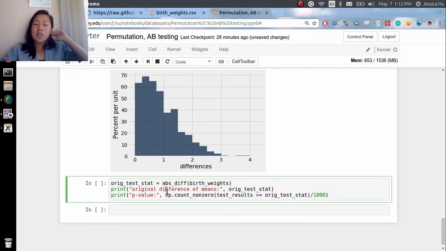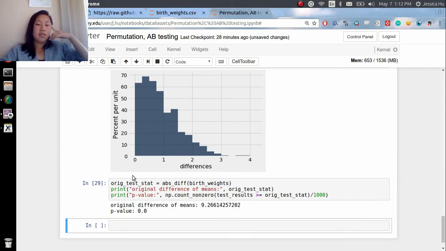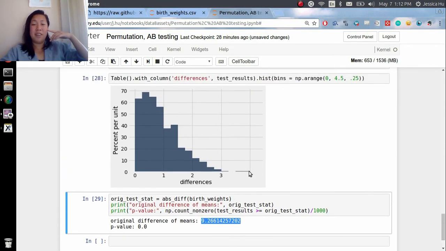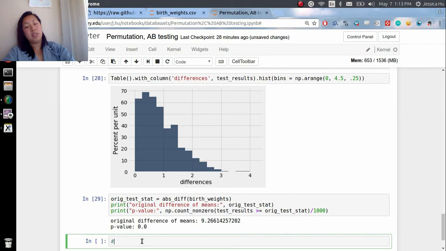So now we just have to calculate our p-value for our original table. Here, our original difference of means was again almost 10, and you can see that's way far off this distribution. That's all the way out here. So the p-value of it is actually 0. So then we can conclude that we reject the null hypothesis.